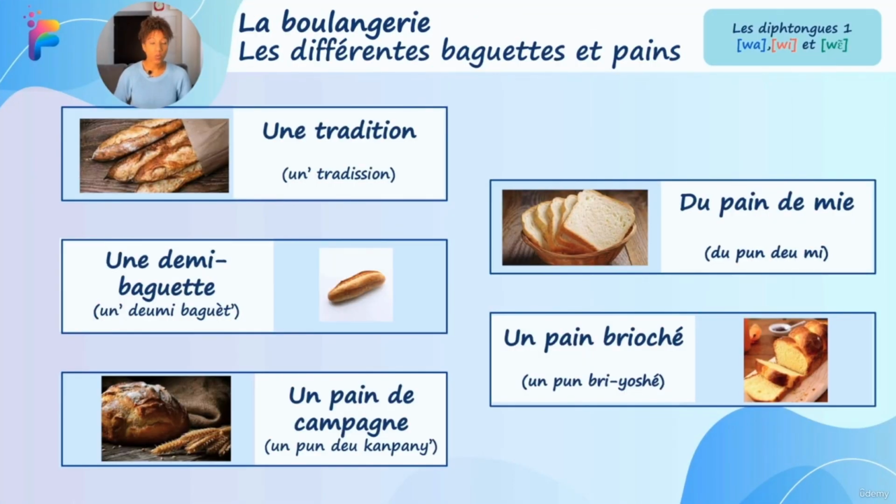Tradition. We also say une tradie, une demi-baguette, un pain de campagne, du pain de mie, un pain brioché.